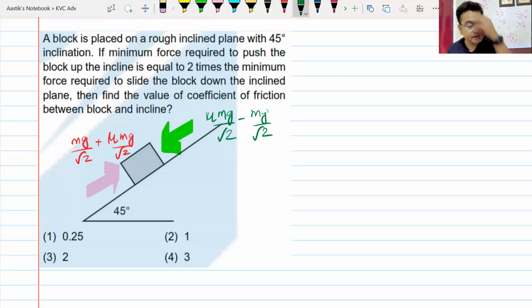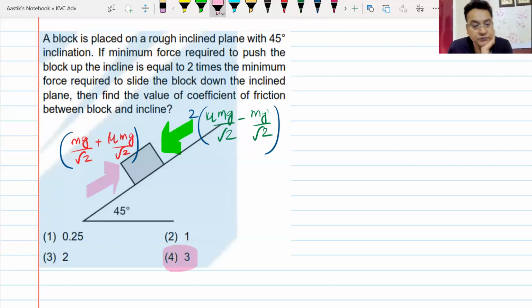Do we understand this? Yes, sir. This force is 2 times this force. From there, you will get the value of mu. The value of mu that is given to me is 3. Do we understand this? Yes, sir.